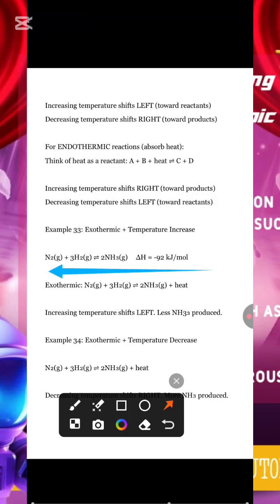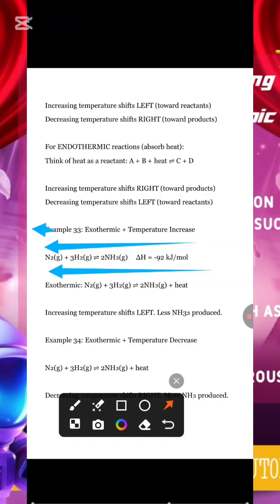Instead, it will favor the backward reaction. Okay? So for an exothermic reaction, which is already giving off heat, if you now supply heat again, giving more heat to the one that is bringing out heat, you will really hinder the forward reaction. The forward reaction will not be favored. It will be hindered. So it will favor the backward reaction.